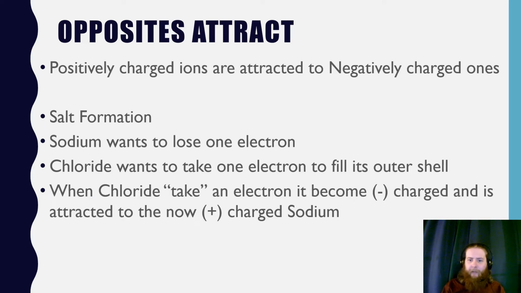Sodium wants to lose an electron, and chlorine wants to take an electron to fill its outer shell. So as the chlorine takes an electron, it becomes negatively charged and is now attracted to the now positively charged sodium ion. And that's how we get table salt.